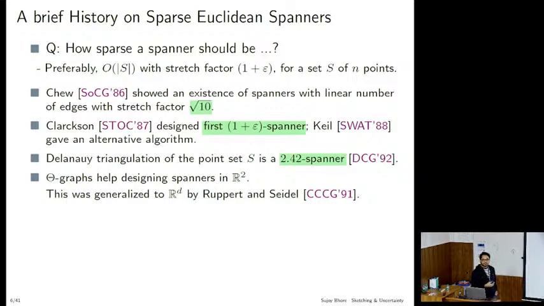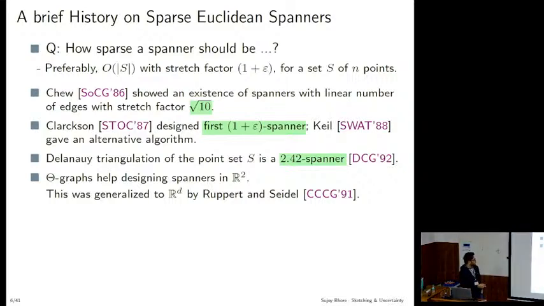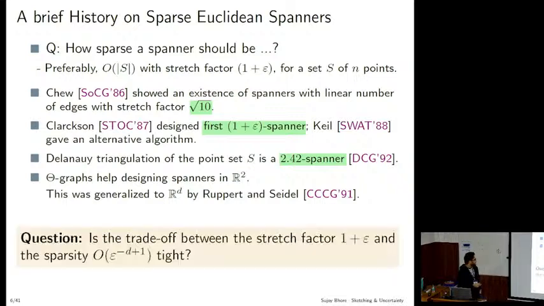The Delaunay graph is already a good spanner. There are also theta graphs for designing spanners in 2 dimensions, which were later generalized to higher dimensions. So the first question I'm interested in is this trade-off between the stretch factor 1 plus epsilon and epsilon to the minus t plus 1 — is it tight?